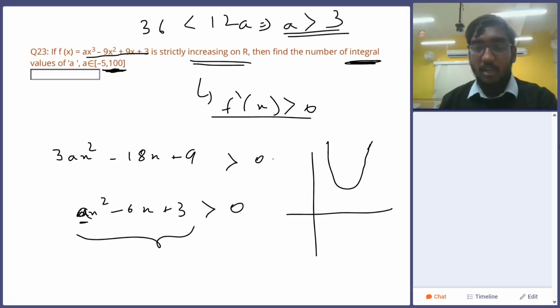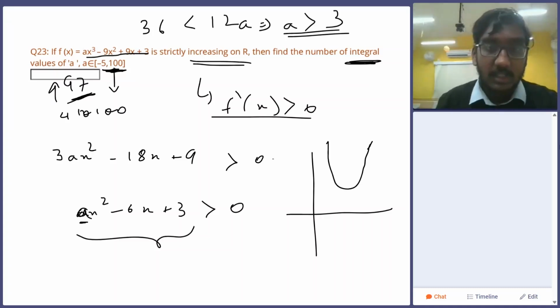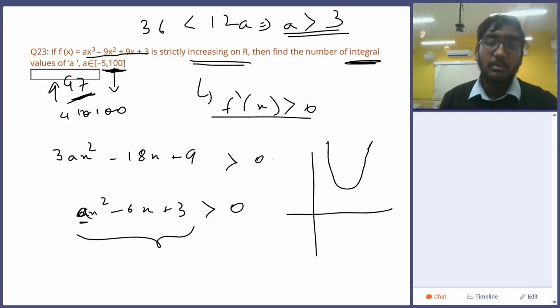So between minus 5 to 100, how many integers are there? Minus 5, minus 4, minus 3, minus 2, minus 1, 0, right? 6, plus another 100, out of which up to 3 it is not included. It will start only from 4, okay? So 4 to 100, how many integers are there? Basically 97 integers will be there. So 97 such values of a are there for which this particular quadratic is strictly increasing, and the number of integral solutions will be 97, such that a lies between minus 5 to 100.